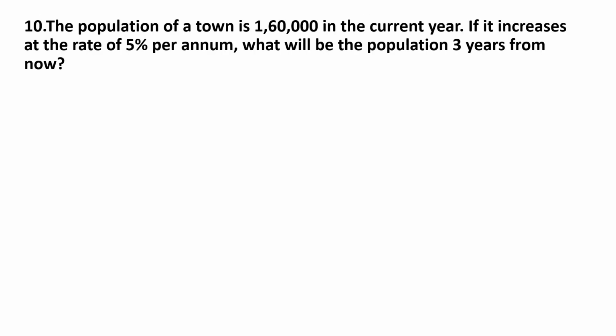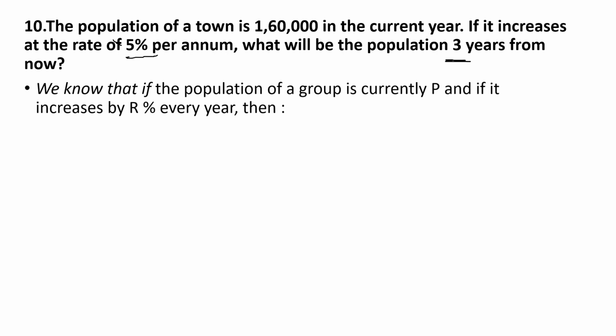Next question. The population of a town is 1,60,000 in the current year. It increases at the rate of 5%. So the rate of increase is 5%. What will be the population after 3 years? So we know that if the current population is P, and if it increases by R%, then the population after n years is P into (1 plus R by 100) to the power n.